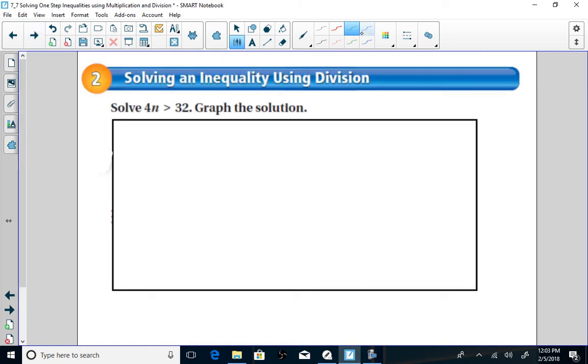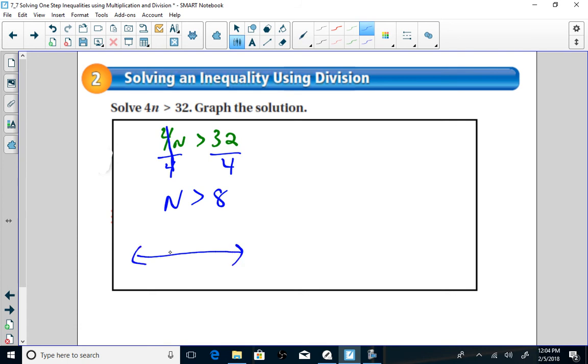All right, let's look at using division. Okay, we have 4 times a number is greater than 32. I'm going to recopy it here. 4 times a number greater than 32. We recognize multiplication in the inequality, and the opposite of multiplication is division. So I'm going to divide by whatever is multiplying the variable. That's what we divide by. 4 in the numerator is going to cancel 4 in the denominator. That becomes 1n. It's going to be greater than 32 divided by 4, which is 8.